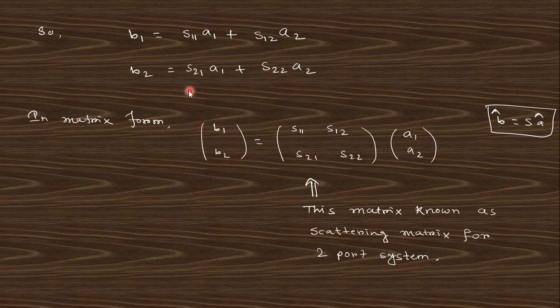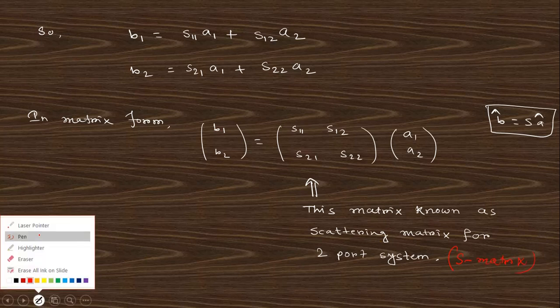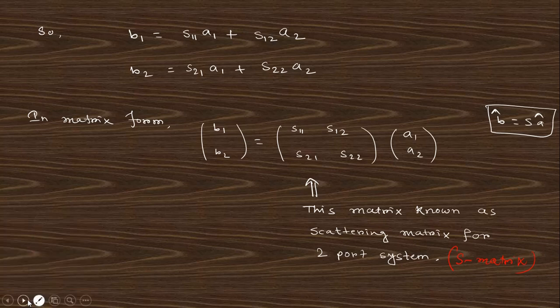So in the matrix form you can write B1, B2 equal to the matrix S11, S12, S21, S22 times A1, A2. This is the matrix form, or in the vector form you can say B equals S times A in the operator form. Okay, this S matrix is known as the scattering matrix of the two port, or simply the S matrix. If there is a two port, then this scattering matrix will be like that, right?